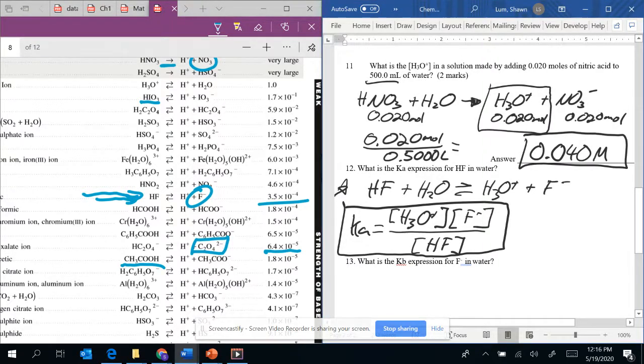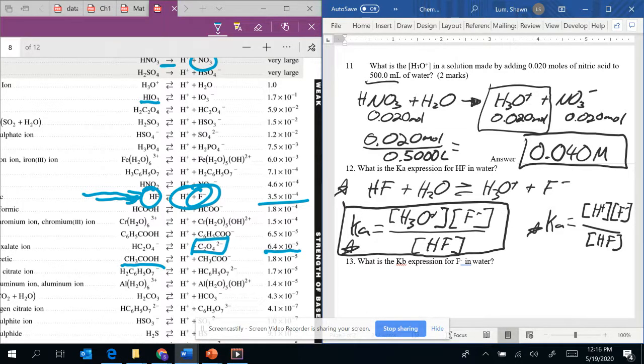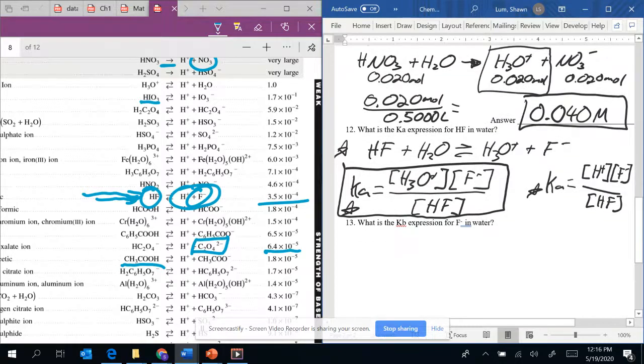If you wrote this on a test, this would be perfectly fine. Ka equals, and I'm just going to take the products over the reactants: H plus times F minus over HF. These things are the same thing. H3O plus and H plus, there's no difference really. So if you wrote this one or this one, I would mark both completely right. And sometimes you'll even see me switch between those two.